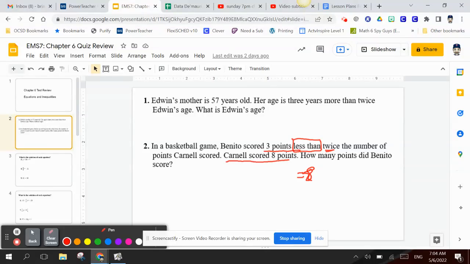Okay, so we know that 2 times 8, because Carnell scored 8, minus 3 is going to equal what Benito scored, which is W.